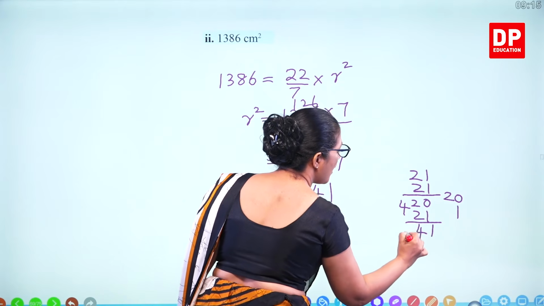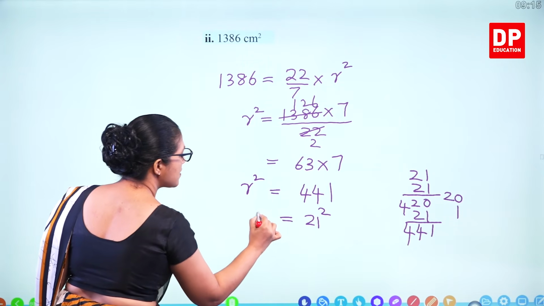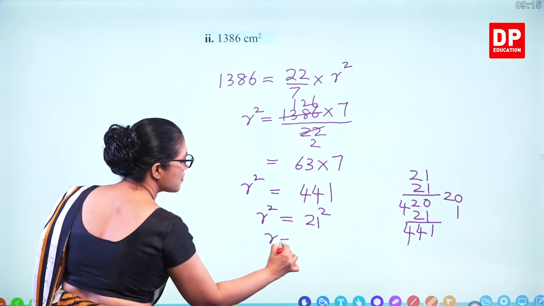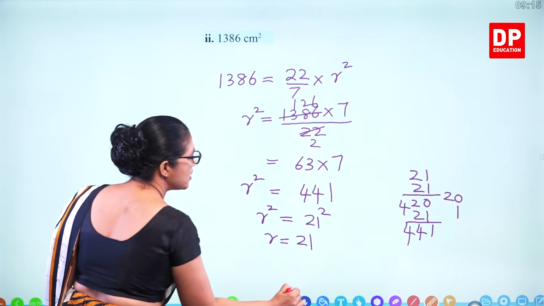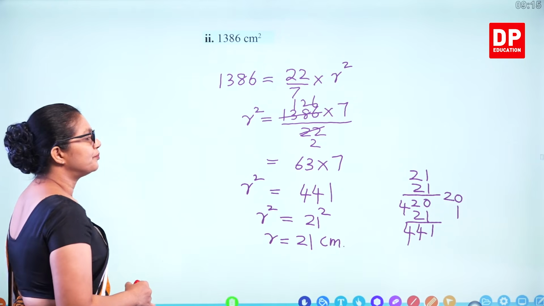You get 441. So 21 squared is r squared. So that becomes r is 21 centimeters.